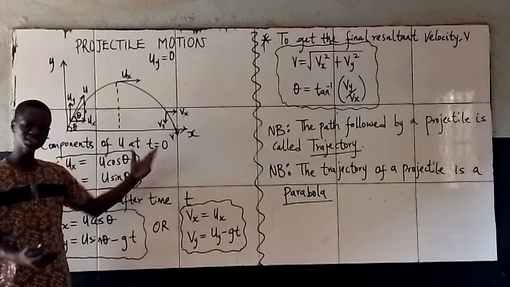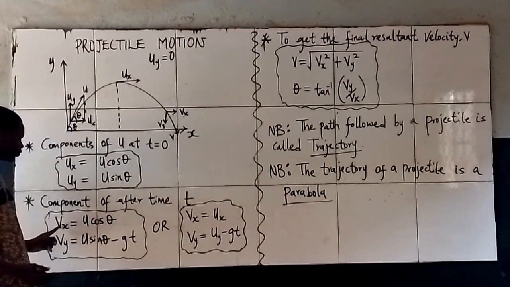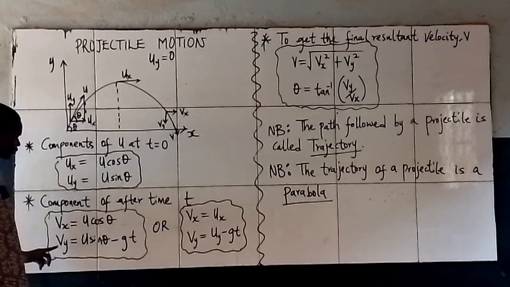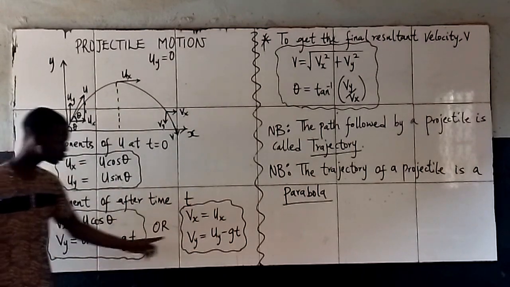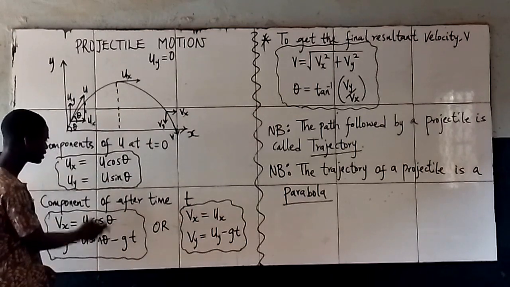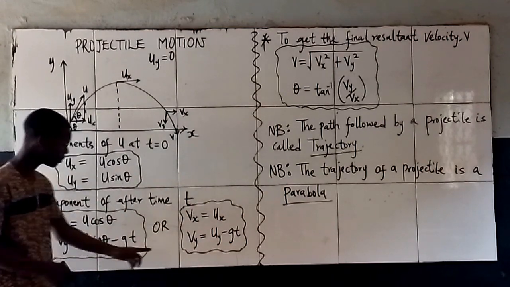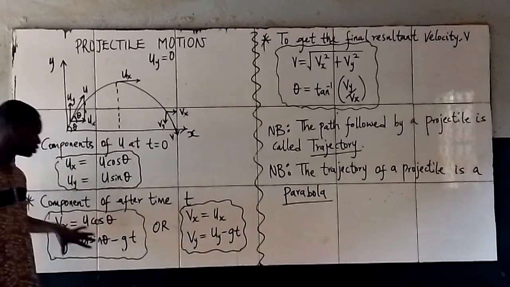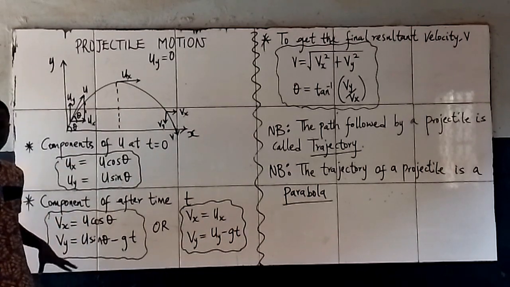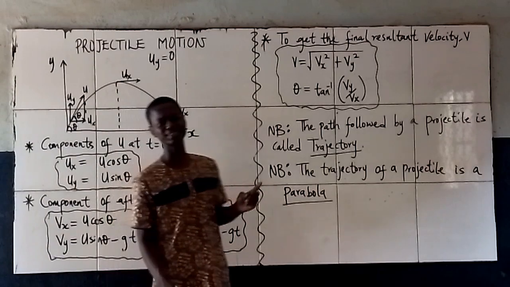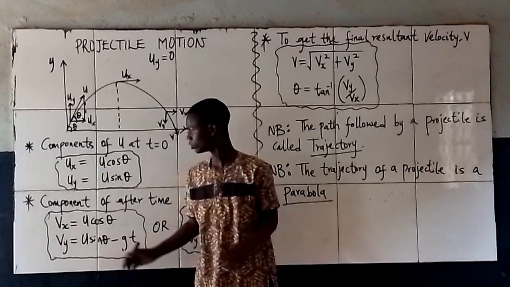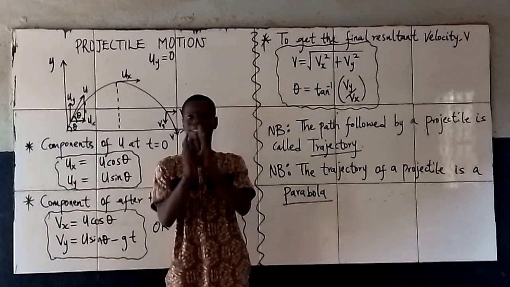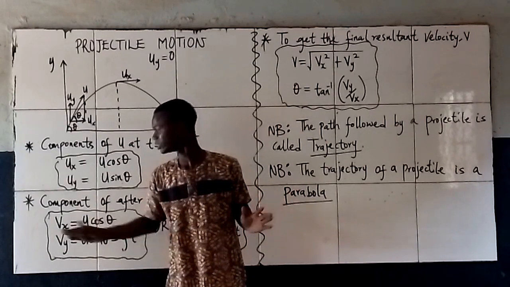So in essence, you can rephrase it and say that Vx and Ux will remain the same, while Vy will now be equal to Uy, because u sin theta is what we have here, minus gt. So you can use either this or this to get your final velocity. Now, how do you get the single value for the final velocity? These are just the two components of the final velocity. They are not the final velocity. They are the two components.